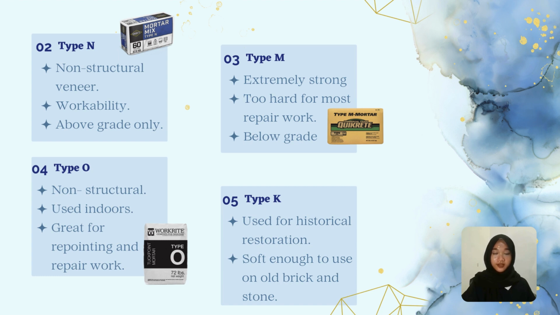M-type is a very strong material that is often too difficult to use for most repairs. It is typically used below ground level. Type O is a non-structural mortar that is primarily used indoors for repointing and repair projects. Type K is a type of material that is specifically used for restoring historical structures. It is gentle enough to be used on old brick and stone.